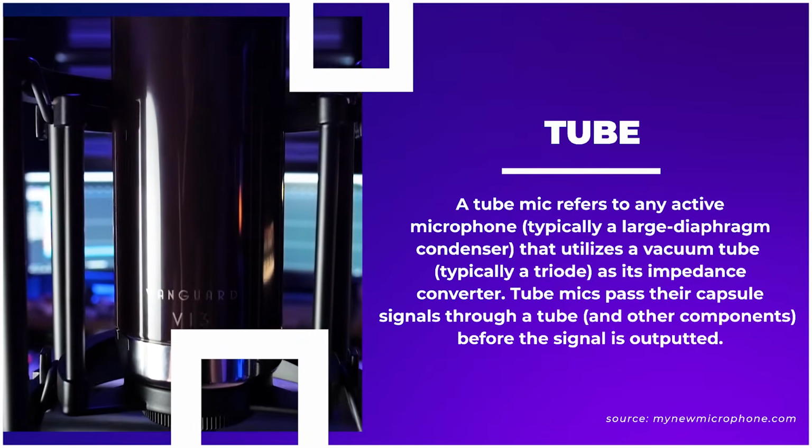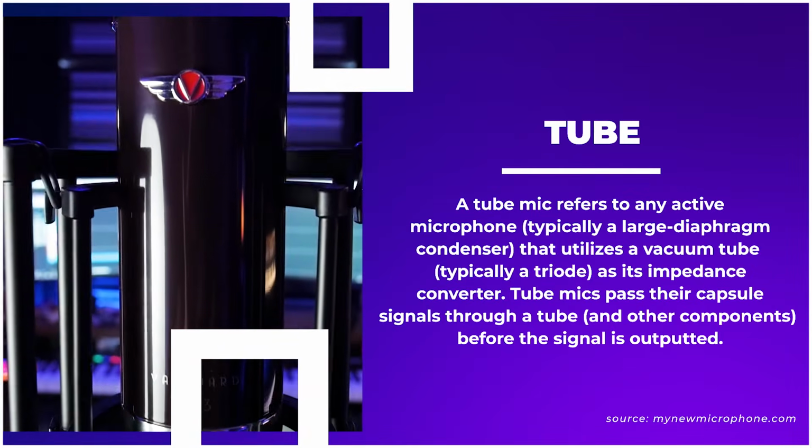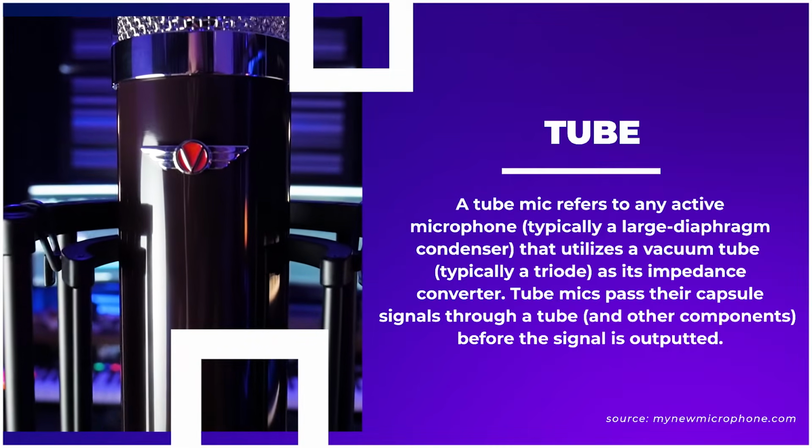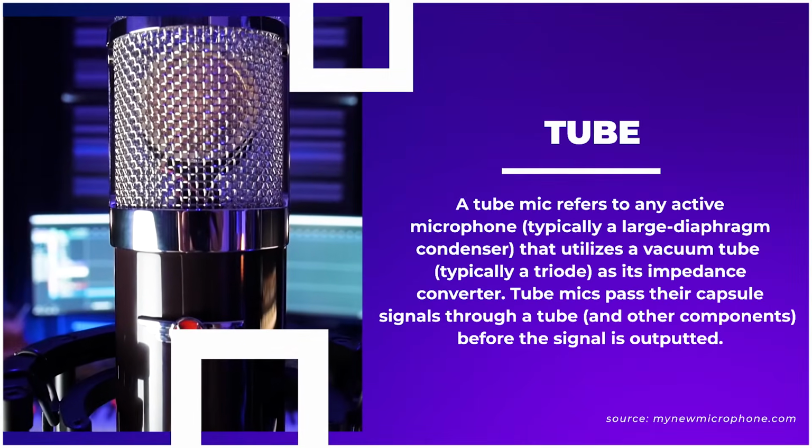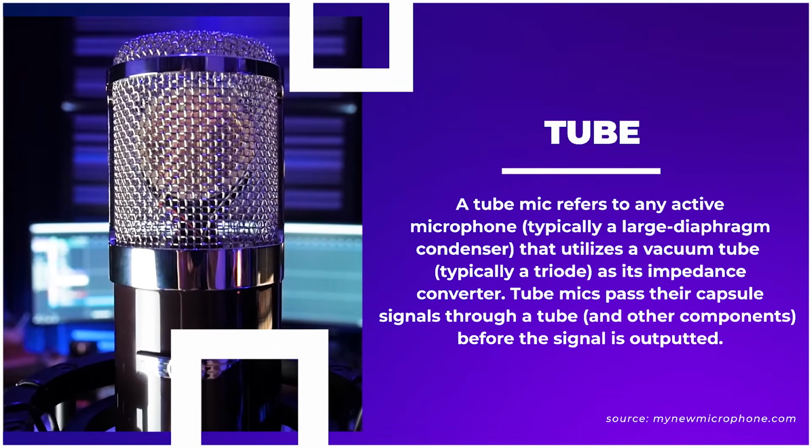Now let's talk about what a tube microphone is. A tube mic refers to any active microphone, typically a large diaphragm condenser, that utilizes a tube vacuum, typically a triode, as its impedance converter. Tube mics pass their capsule signals through a tube and other components before the signal is outputted. Here is the tube microphone we're going to be using for this example. This is the Vanguard V13.